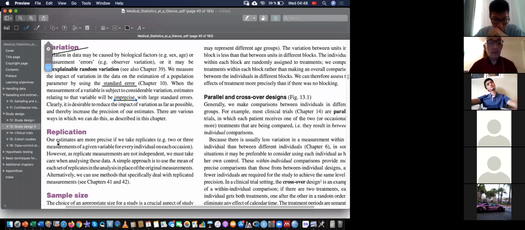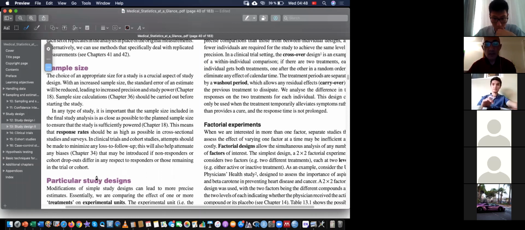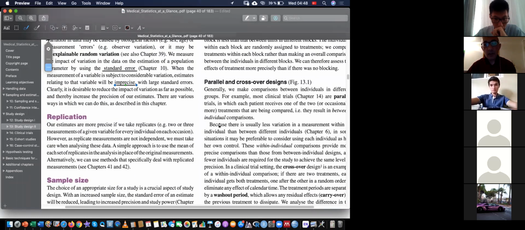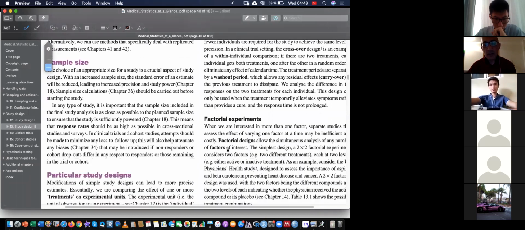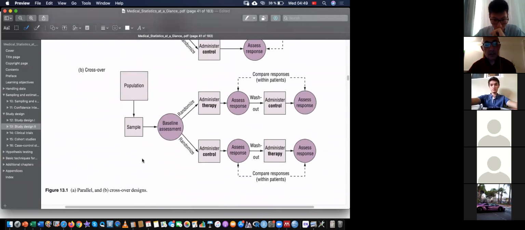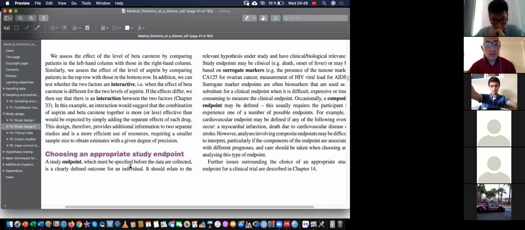And here we will discuss some methods about variability. One is replication. Then we will discuss the sample size. And I will introduce some particular study designs such as blocking, parallel and crossover designs, and factorial experiments. And then these are the figures for the parallel and crossover. And we will discuss the endpoint, outcome, or study endpoint.